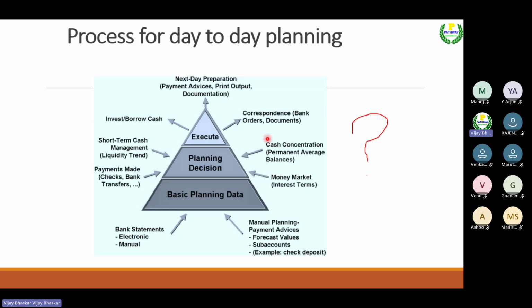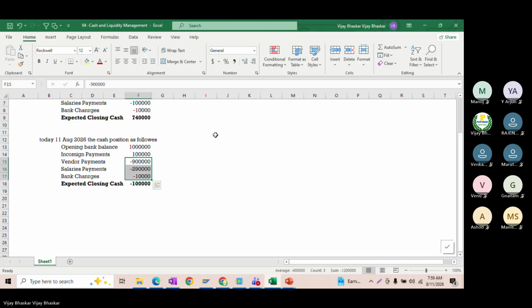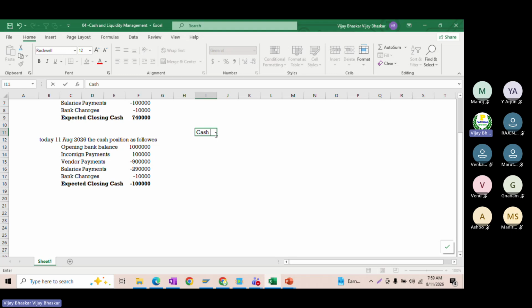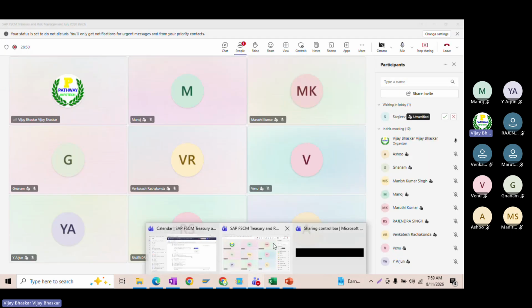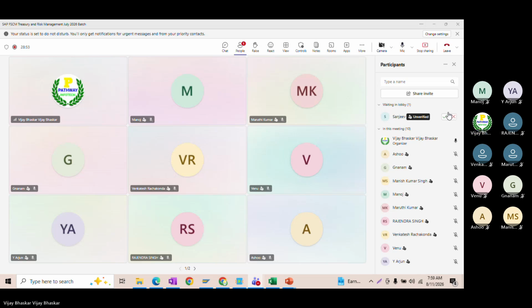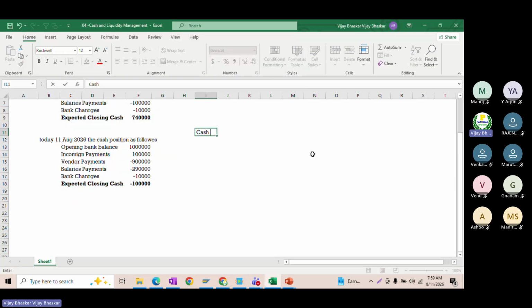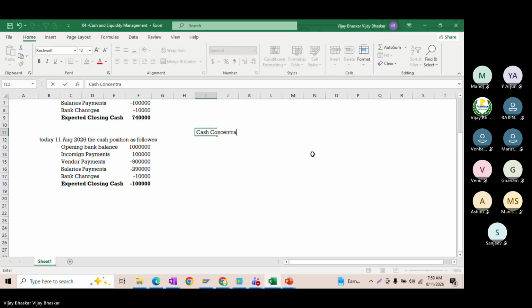Now, cash concentration. What does cash concentration mean? Again, why is it required? Let us assume here, cash concentration is one of these, but there are two types of cash concentration that we will discuss in the upcoming sessions. So we have to define cash pool IDs.